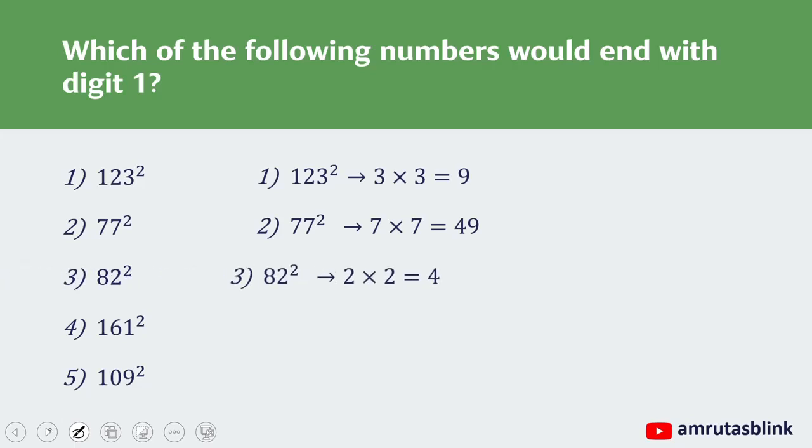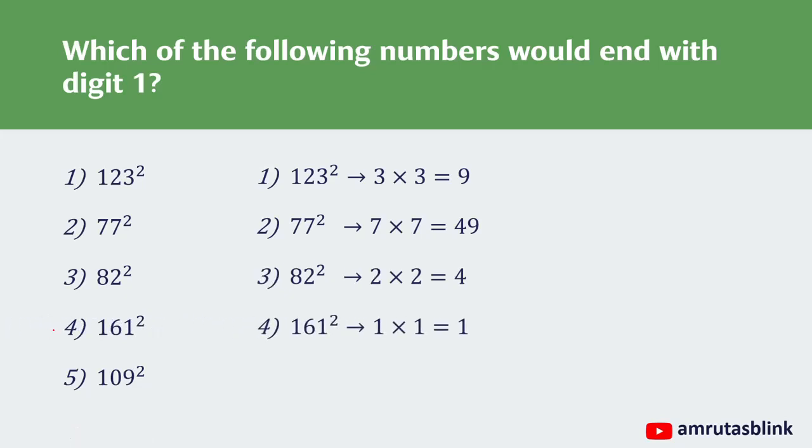161 square. Now 1 into 1 is 1. So 161 square will have a unit digit as 1. So this is possible. And the last one, 109 square. Now 9 into 9 is 81. So again in this case also unit digit is 1. So for 161 square and 109 square we will have unit digit as 1.